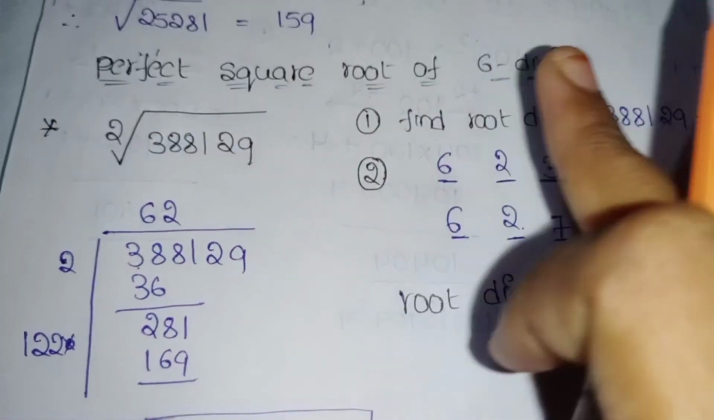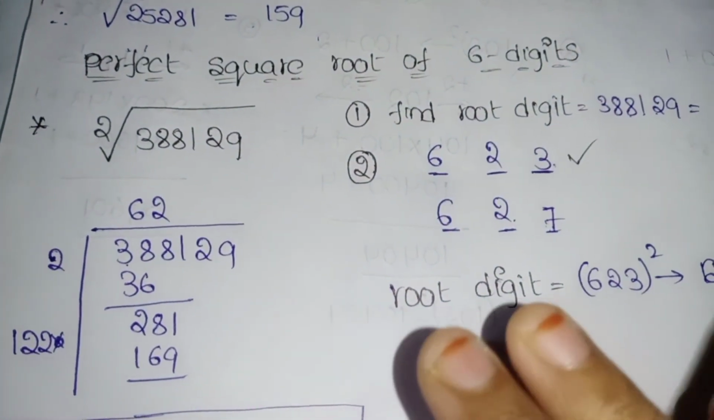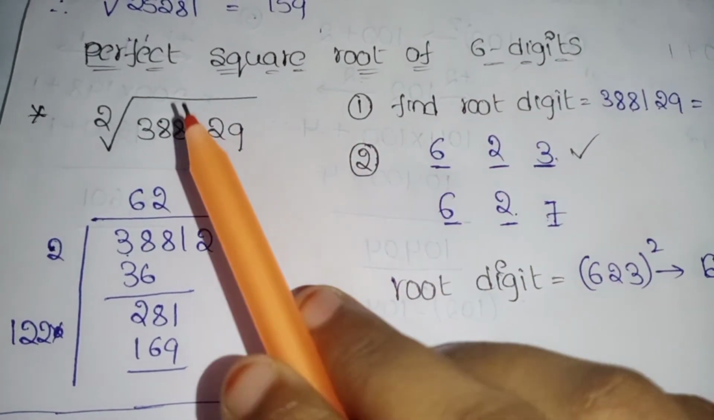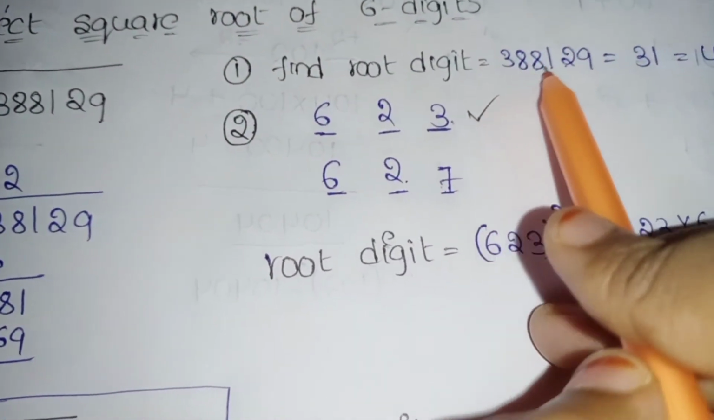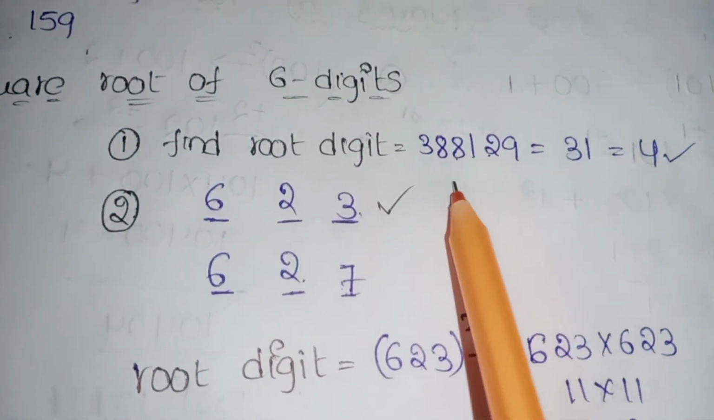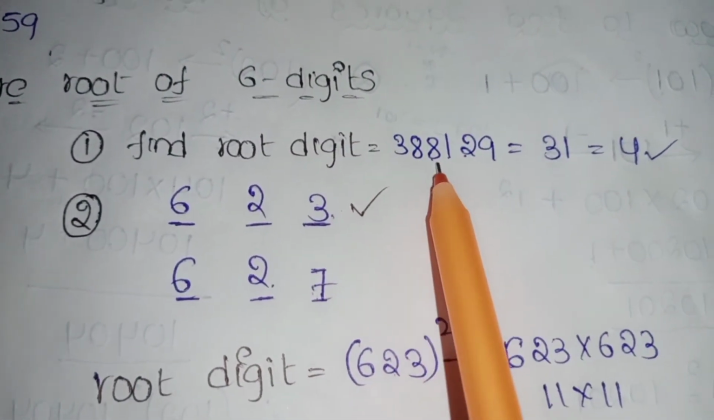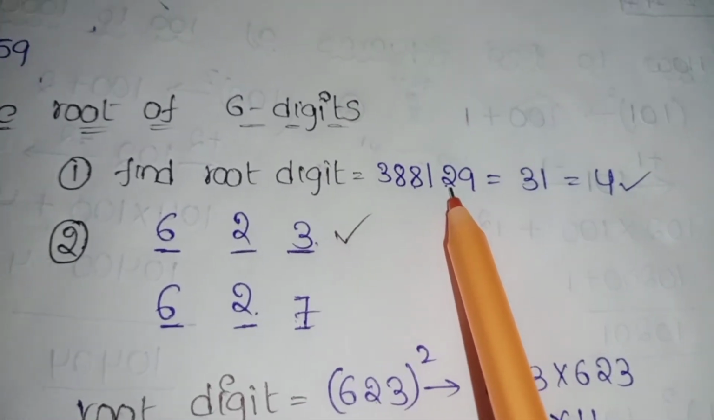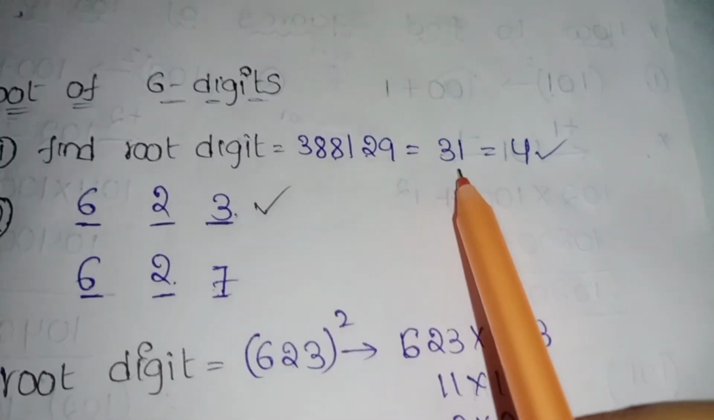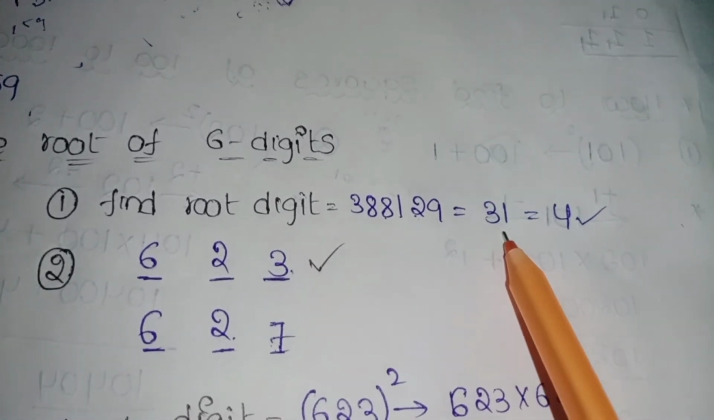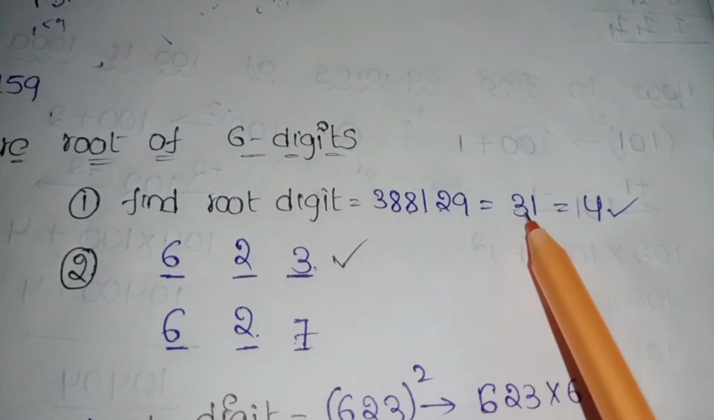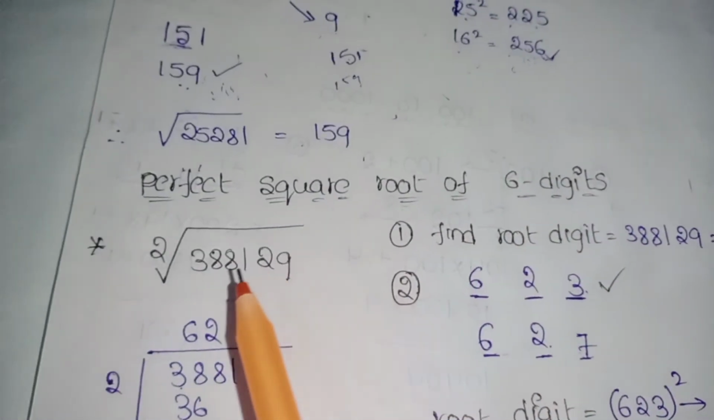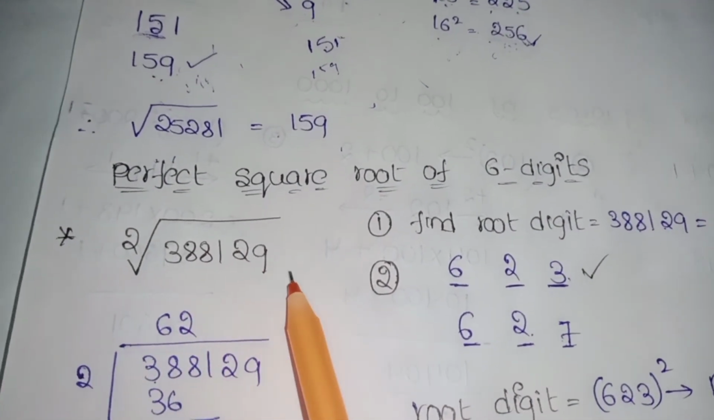First, we have to find the root digit. We know how to find the root digit. How to find it? We have to sum all these numbers. The sum of 3, 8, 8, 1, 2, 9 is 3, 11, 19, 20, 22, 31. 31 is a double digit, so the root digit must be a single digit. So 3 plus 1 is 4. 4 is the root digit of 388129.